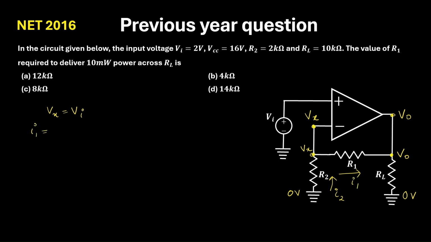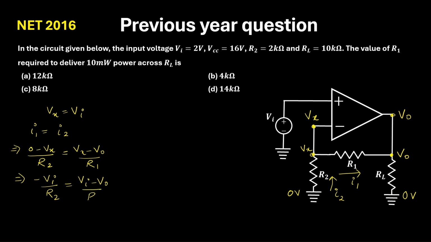So I1 will be equal to I2. I1 is 0 minus Vx by R2, and I2 is Vx minus V0 by R1. And we know that Vx is equal to Vi, so we can substitute this like this: R2, so Vi minus V0 by R1. Now, to solve this equation, we need to know the V input, which is already given. We know R2, which is given, but we don't know V0.